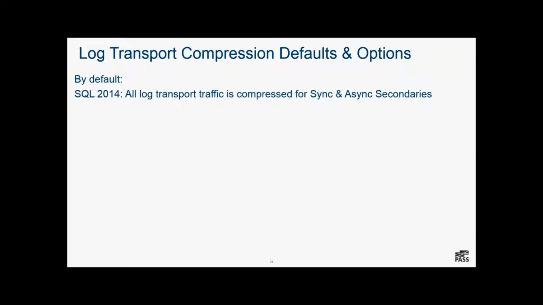By default, in 2012 and 2014, all log transport traffic was compressed for both sync and async. There were trace flags to change that behavior, but the defaults were compressed for sync and async.